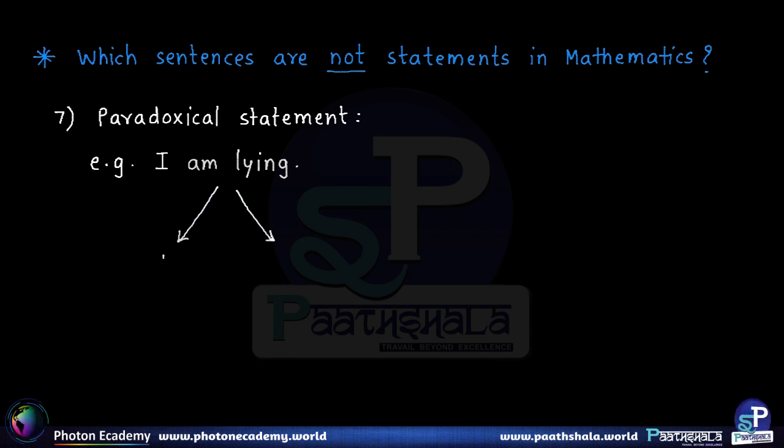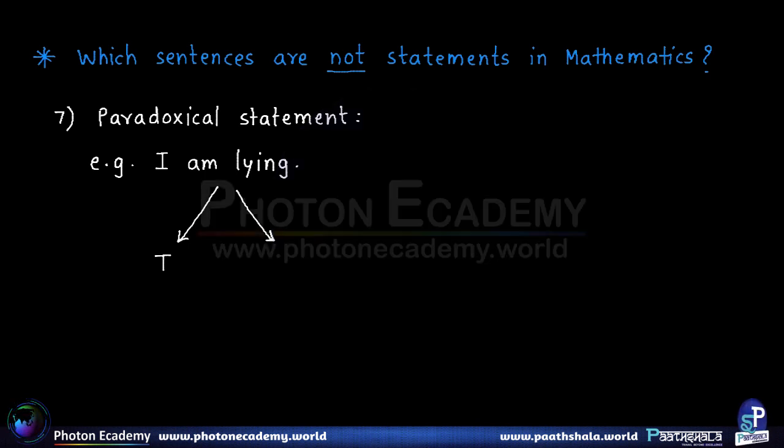Suppose we assume that this statement is true, that is, "I am lying" is true. That means what I am saying is true. So if "I am lying" is true, that means I am actually not lying, isn't it? So the opposite must be true, which directly contradicts what I am saying.